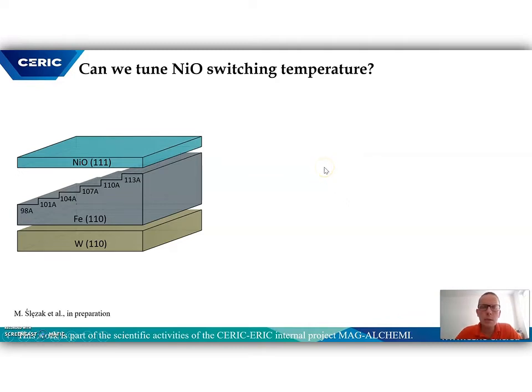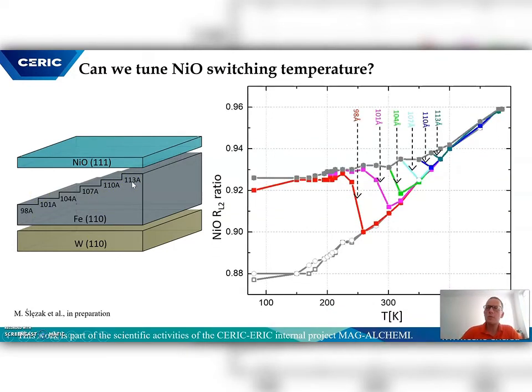And the answer is yes, but we have to be much more precise in tuning the thickness of the ferromagnet and also tuning the magnetic anisotropy at the interface between nickel oxide and iron. So that is the sample that we prepared for that purpose, and briefly the result. So, XMLD versus temperature. You see we are able to tune the switching temperature of nickel oxide spins in a relatively wide temperature range. Importantly, it also covers room temperature switching here.